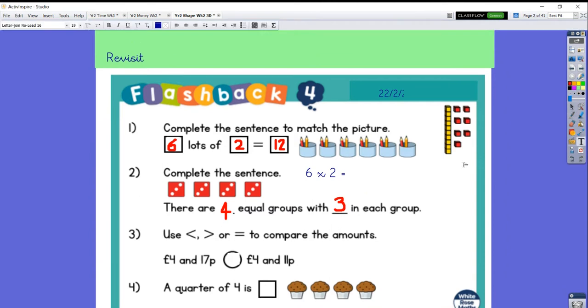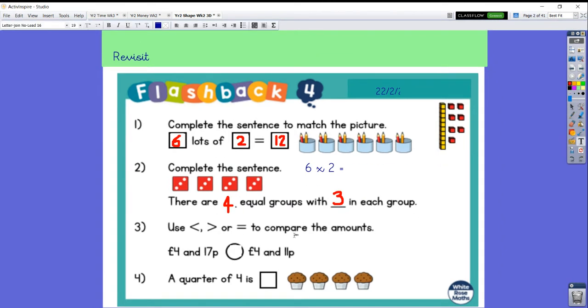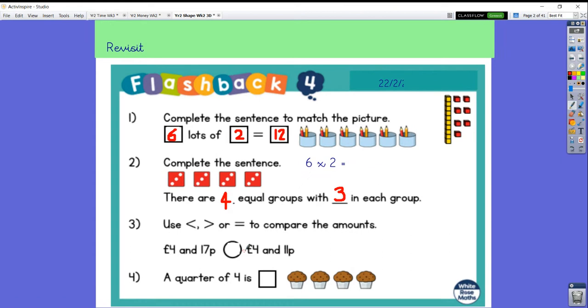So I'm going to be using my greater than symbol, this one. I'm going to draw it today. Here we go. So here is my greater than symbol. Okay, and then finally, a quarter of 4 is.